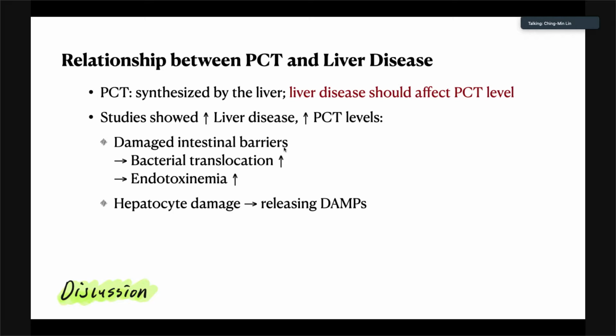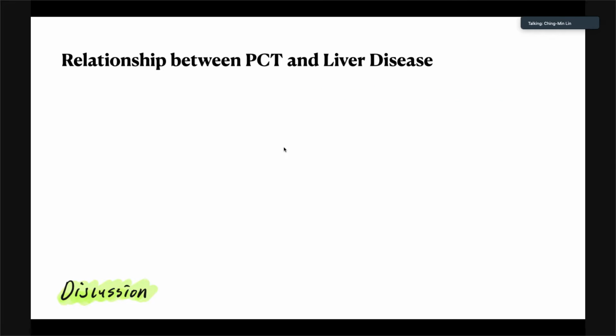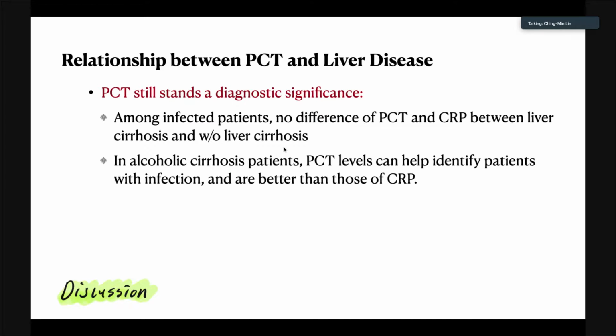And the second reason for this may be due to more DAM, as mentioned before, and thus more inflammation responses for the overall condition. Despite the either negative or positive correlations between procalcitonin levels and liver diseases, procalcitonin still holds diagnostic significance in some of the studies. One of the studies found no difference of procalcitonin and CRP levels between patients with liver failure, with and without liver cirrhosis, who all have infections.